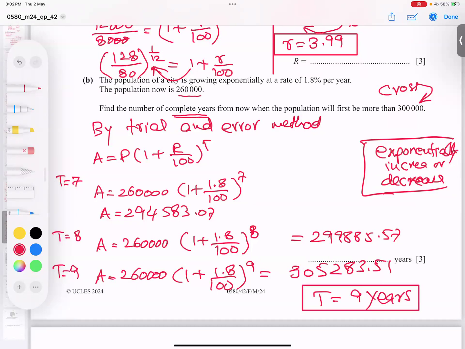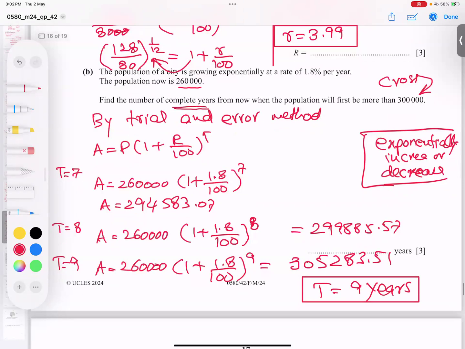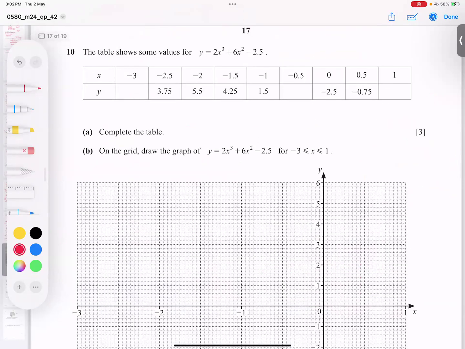So students, I believe you got the point very clearly. And I think, okay, let's go for the next question.